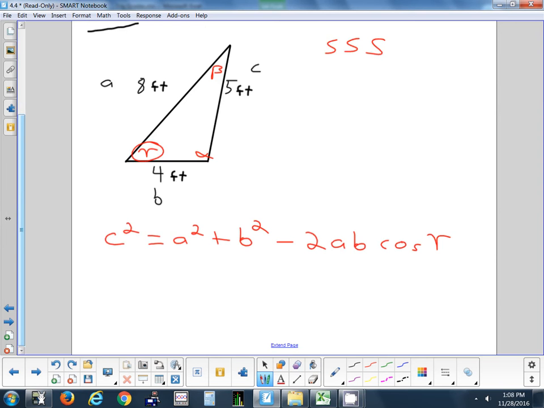All right. So fill in your 3 sides into that formula and see what you get. All right. So c is 5. So what's 5 squared? And then 8 squared and 16 squared. Yeah, 16. Now minus 2 times 8 times 4. So 2 times 8 is 16, and 16 times 4.